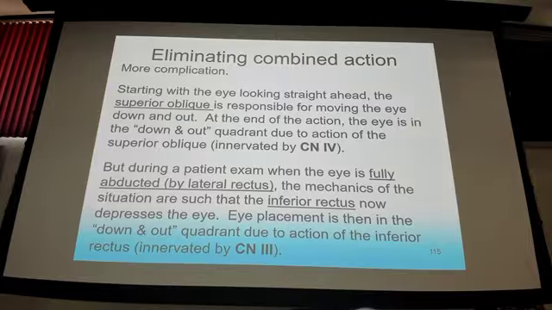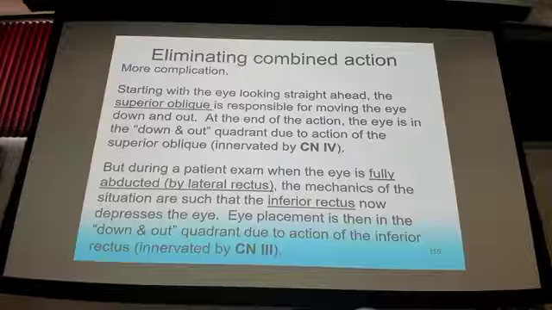So now if we start from the position of the eye looking straight ahead, and we say superior oblique is responsible for moving the eye down and in, if that's the case, then you can read the screen. What cranial nerve is responsible then, from the position of looking straight ahead, of moving the eye down and in? Cranial nerve 4, because superior oblique is innervated by cranial nerve 4. All right? Here comes the issue.